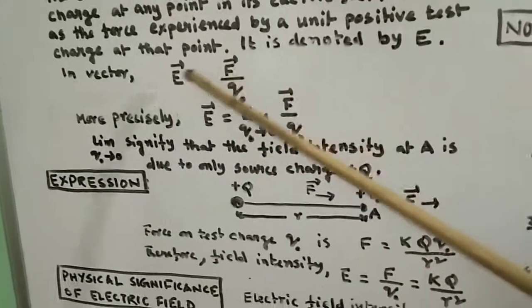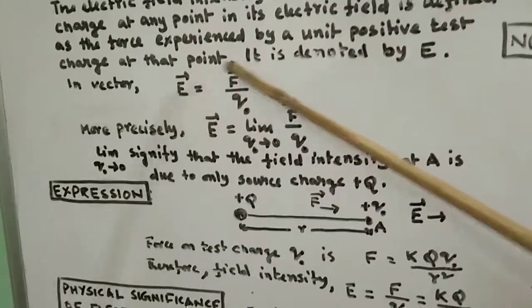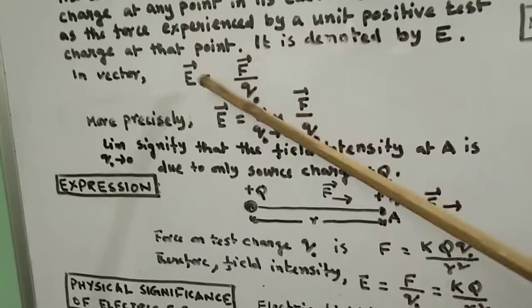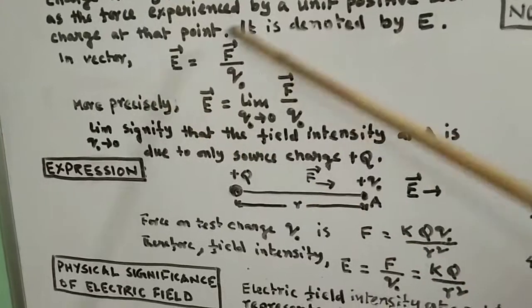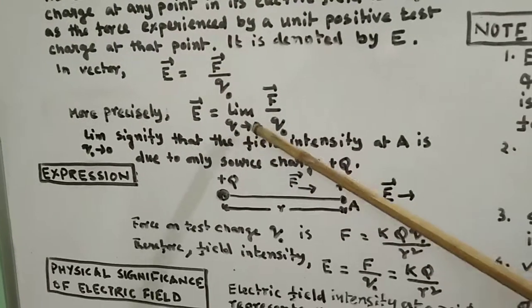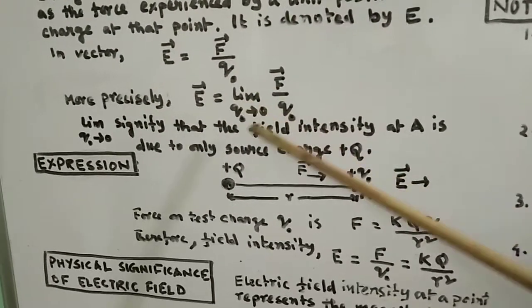As both quantities are vectors, one is F vector, the other is E vector. So what is the direction of E vector? Same as the direction of F vector. More precisely, you can define this expression by considering the limit Q naught tends to 0. Why are we considering Q naught tends to 0?